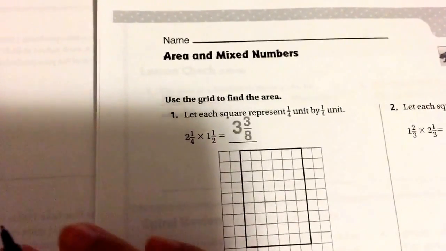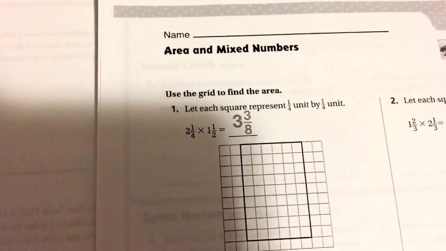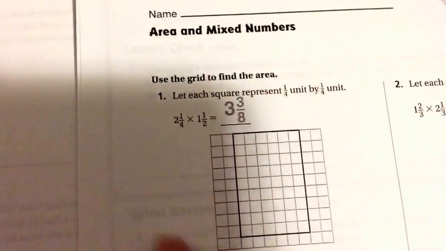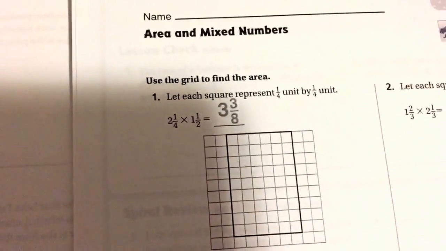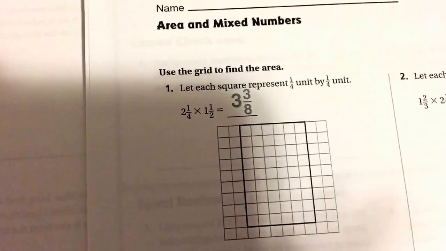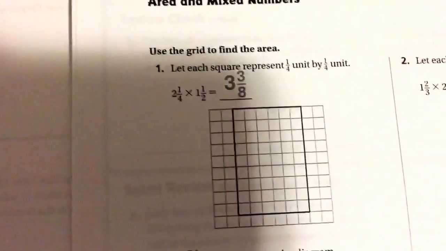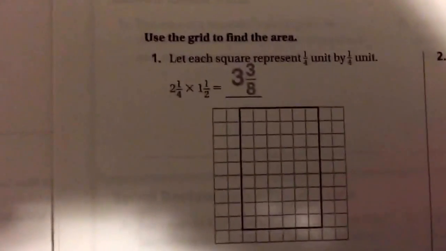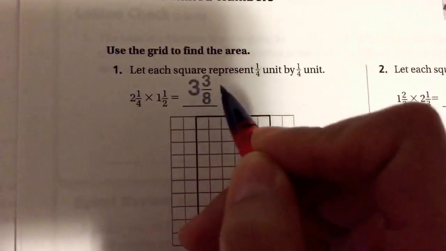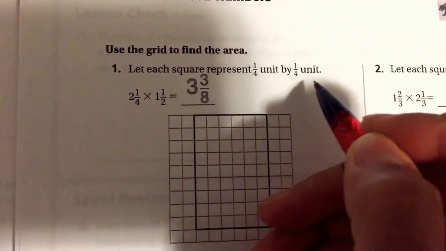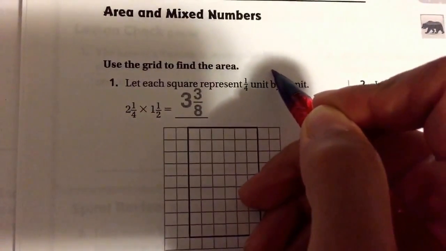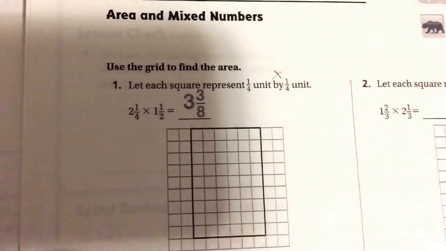So we're going to represent these in two different models or pictures. The first one we're going to do is using a grid, and then the second one we're going to do is when we create our own rectangles. So let's take a look at what they started to fill in. Let each square represent 1/4 unit by 1/4 unit. When you see that by, it's almost like saying 1/4 times 1/4.